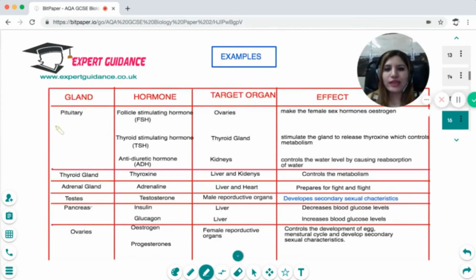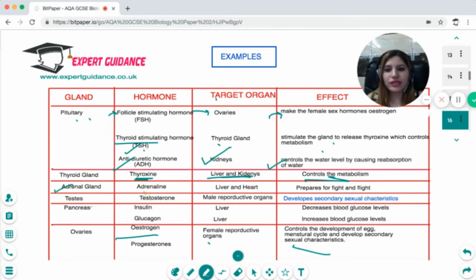Now, to explain why it is a master gland, you should know what hormones it controls and how it works. So the pituitary controls the follicle stimulating hormone, which works at the ovaries and makes the female sex hormone estrogen, and that is responsible for the secondary sexual characters, the development of the egg and the menstrual cycle. Thyroid stimulating hormone released by the pituitary works on the thyroid gland, stimulating it to release thyroxine, and the thyroxine affects liver and kidneys and controls the metabolism. And the antidiuretic hormone targets the kidney, which controls the water level by causing reabsorption of water.